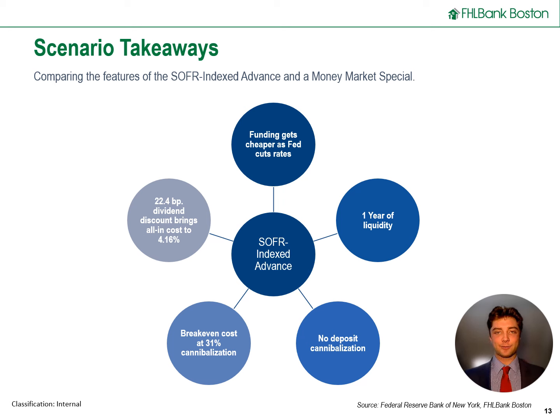If you anticipate rates dropping this year and want to add funding that will allow you to benefit from Fed easing as it happens, take down a SOFR index advance to add funding that gets cheaper as the Fed cuts rates and also gets you a full year of liquidity. The break-even cost compared to the SOFR-linked money market is at just 31% deposit cannibalization, and that is before including the 22 basis point dividend discount, which brings the all-in cost of the advance over 1 year to 4.16%.